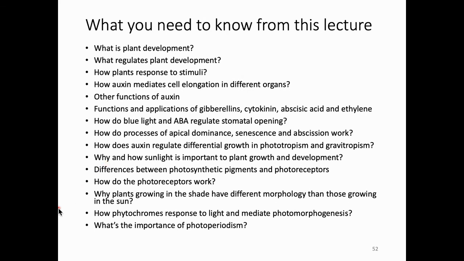Why and how sunlight is important to plant growth and development. Differences between photosynthetic pigments and photoreceptors. How do photoreceptors work? Why do plants growing in the shade have different morphology than those growing in the sun? How phytochrome responds to light and mediates photomorphogenesis. And finally, what is the importance of photoperiodism? I'm sorry. So there's a lot of details in this, but basically you just need to understand all what I have taught.